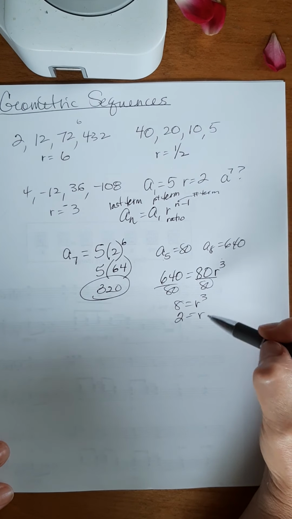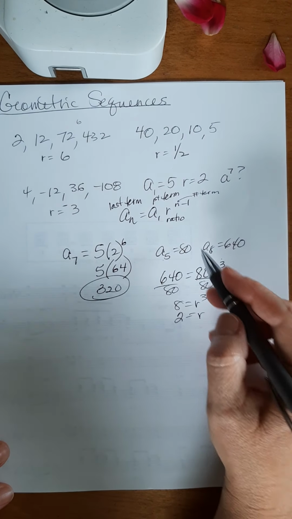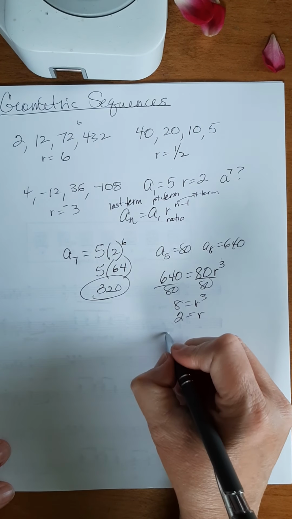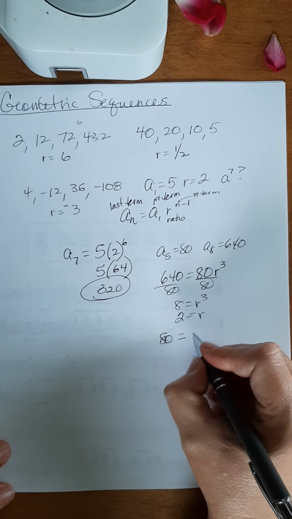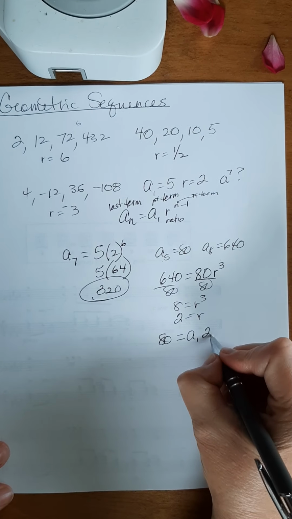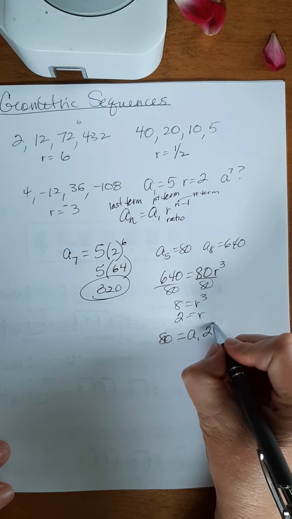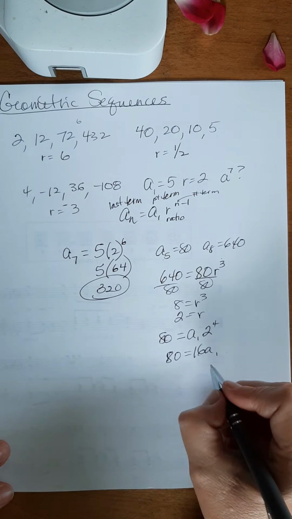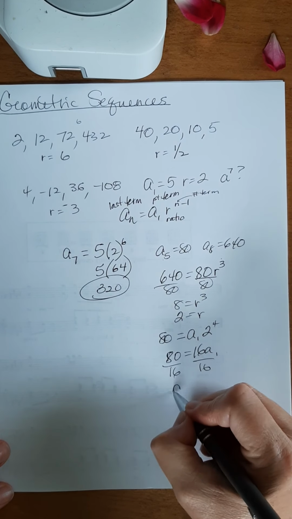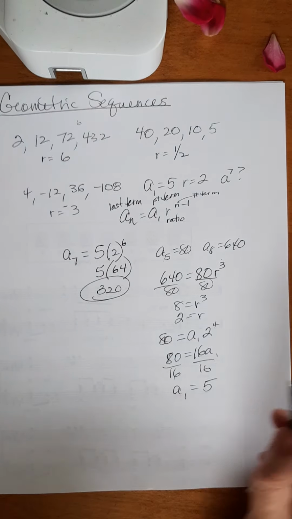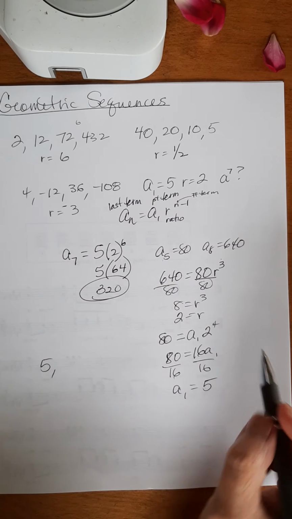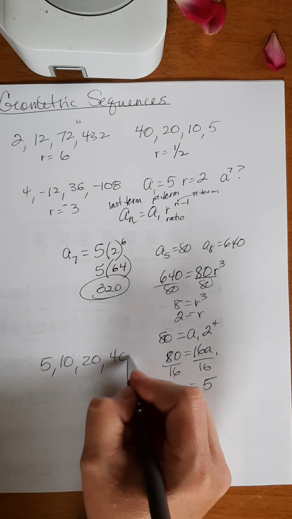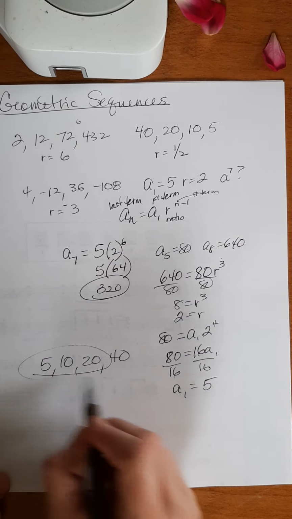R is 2. So if your ratio is 2, you can either literally divide out to go back to the first 3 terms or use the formula again. 80 equals, first term you don't know, times 2 to the n minus 1, or 4th power. So 16a, divide by 16, first term, 5. So 5 times 2 times 2 times 2. And actually, that's the first 4. I gave you a freebie.